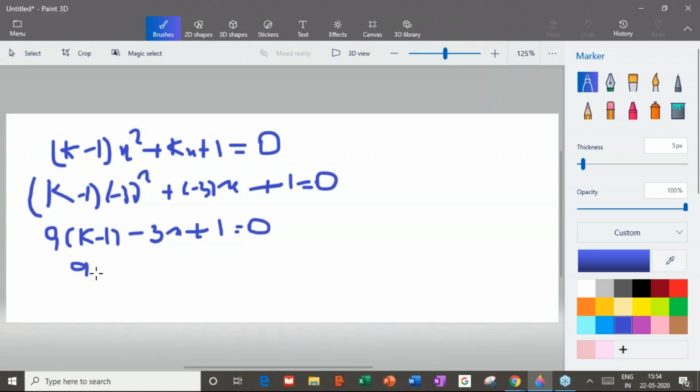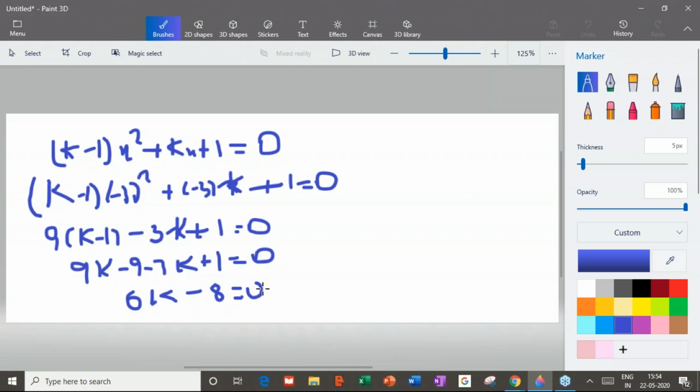Right? Or 9, sorry, 3k this will be, not x. 9k minus 9 minus 3k plus 1 is equal to 0. Or 9k minus 3k is 6k, minus 9 plus 1 is minus 8, equal to 0, or k is equal to 8 by 6, which can be also written as 4 by 3, right? Yeah, that's how you get 4 by 3.